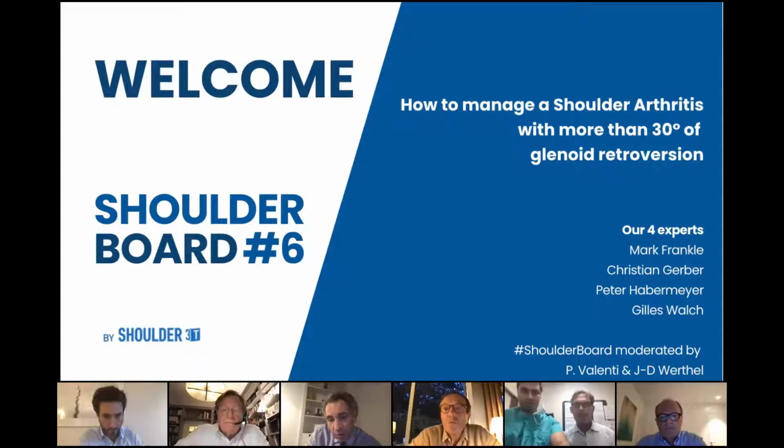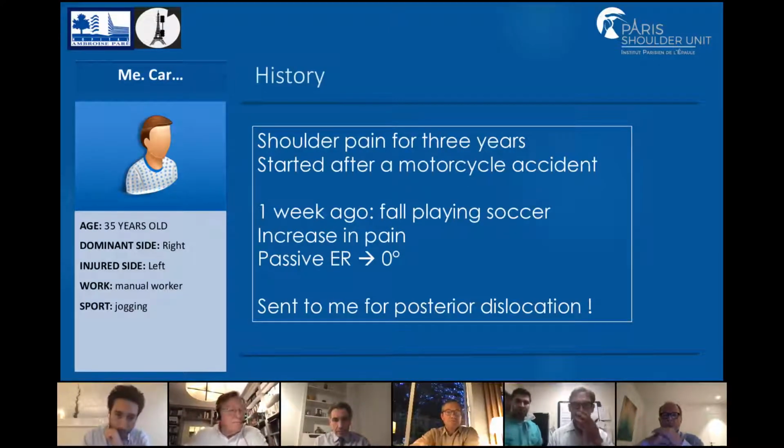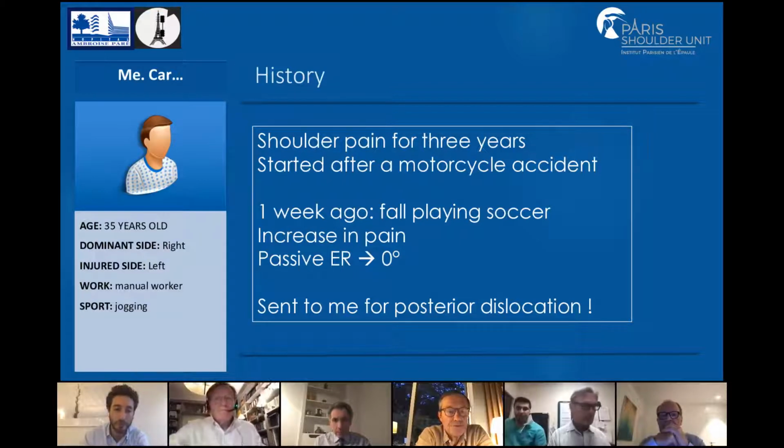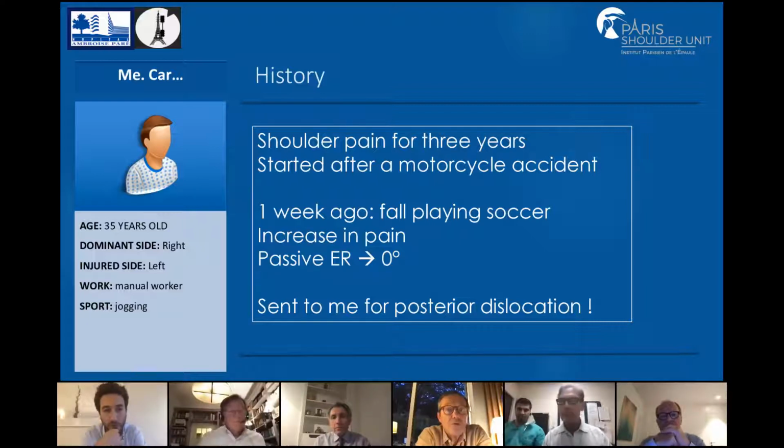Thank you, Jean-David. So I'm going to share this case. It's a 35-year-old patient who is right hand dominant, who came for his left shoulder. He's a manual worker, and he has had shoulder pain for 3 years. He says it started after a motorcycle accident he had when he was in Colombia. He's Colombian. One week before I saw him, he fell playing soccer and felt an increase in pain in his shoulder.